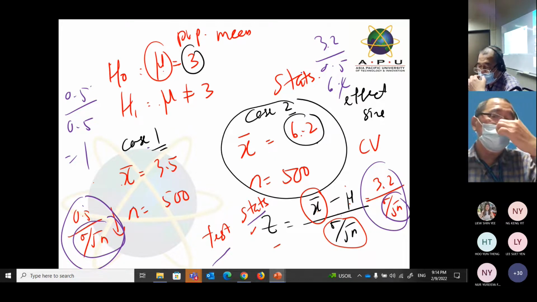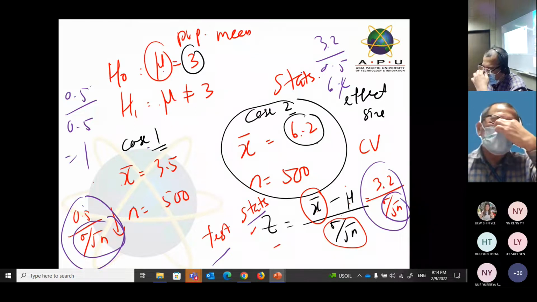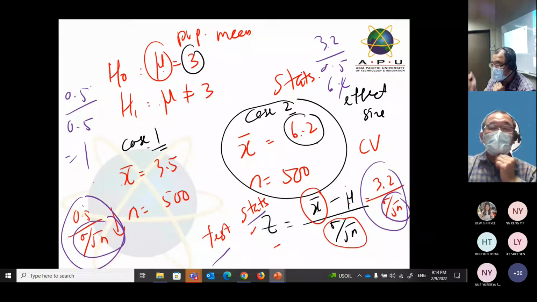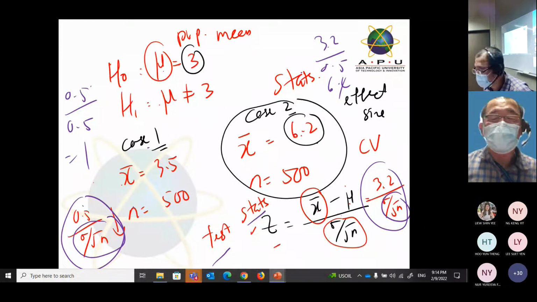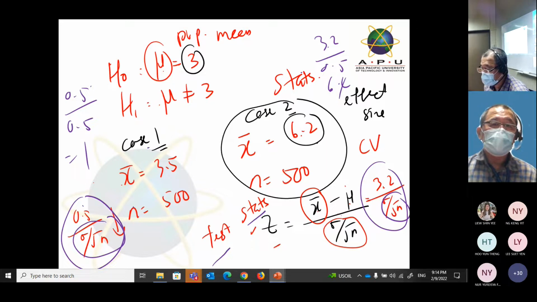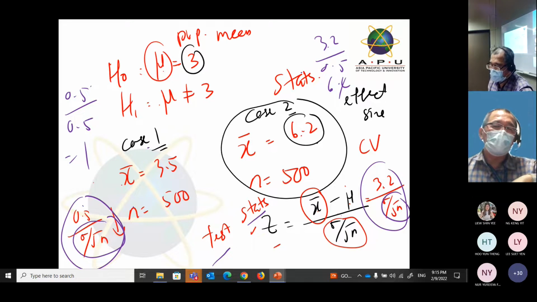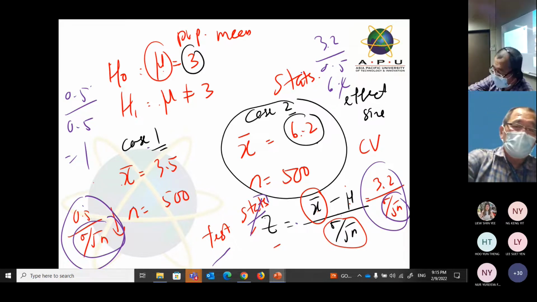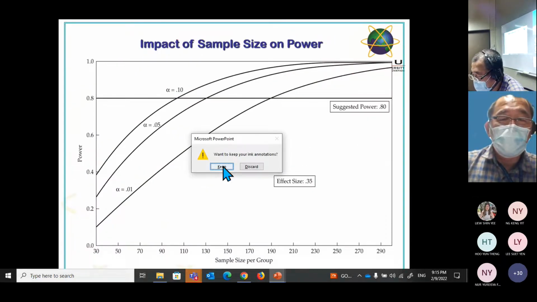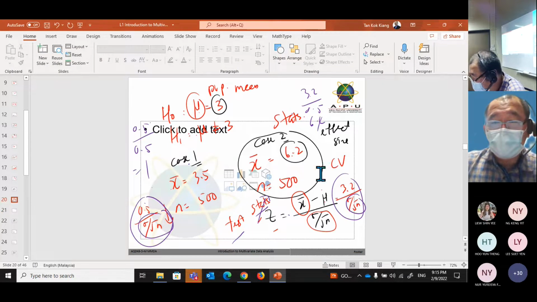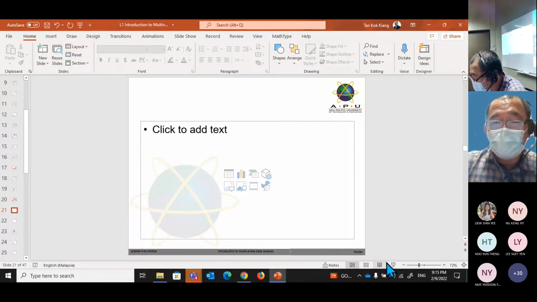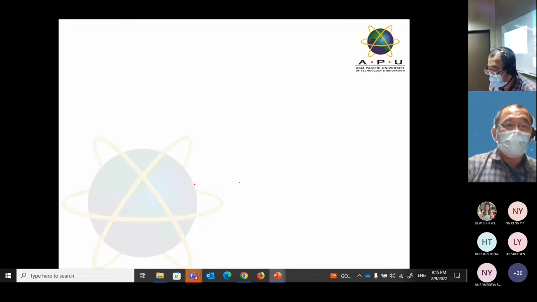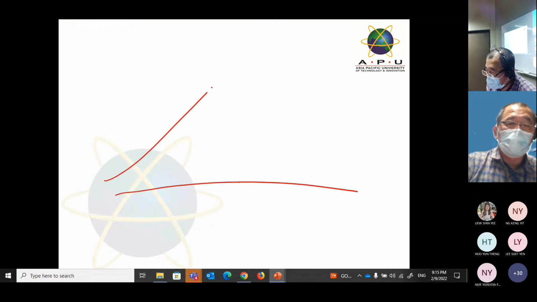Remember, Z is the standardized normal distribution. So you get 6.4 for case 2. And remember also, when the test statistic is larger, it's easier for us to reject the null hypothesis. Hopefully, I can use this diagram to make you recall what you learned in your degree.